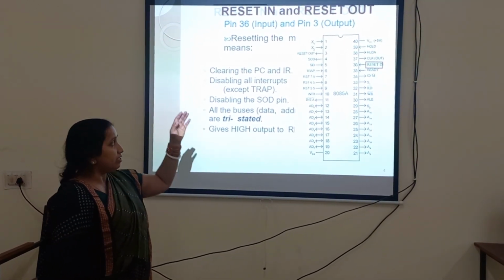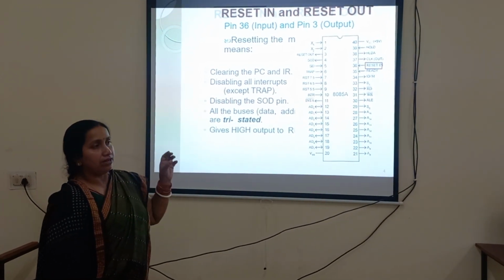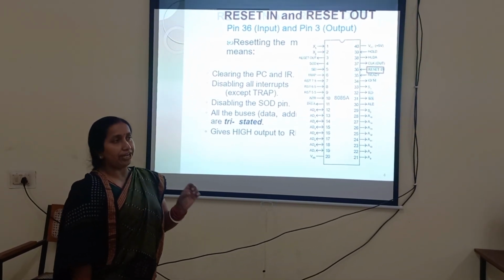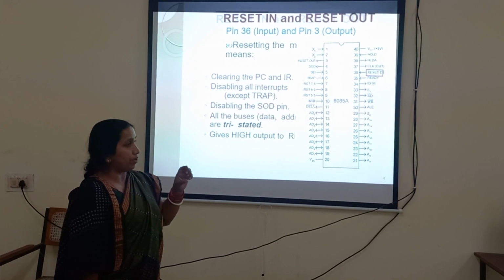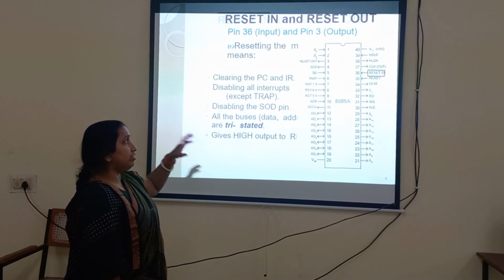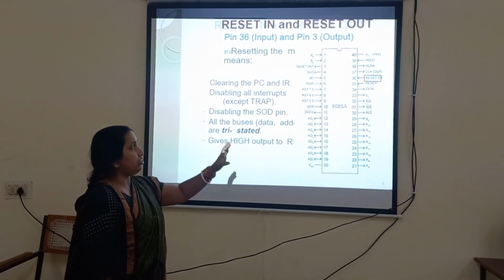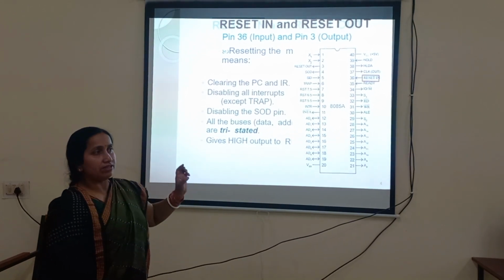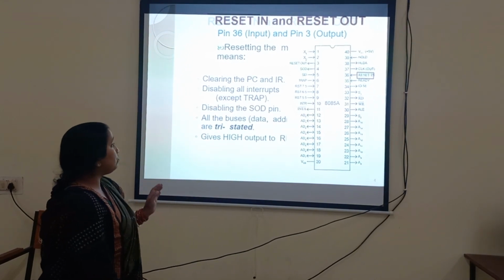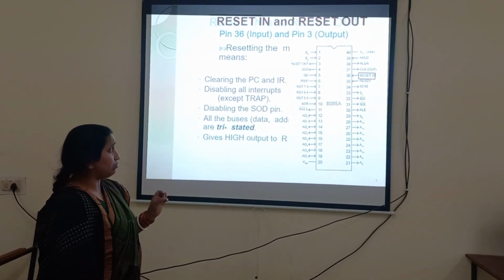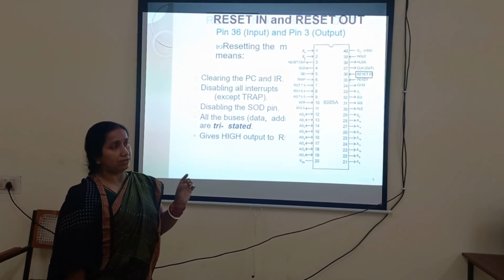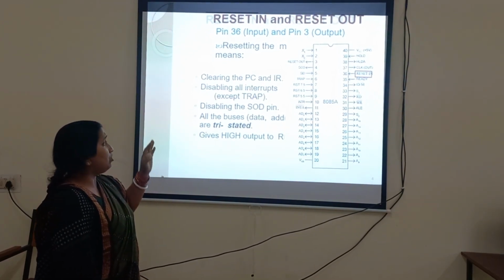SID and SOD: these signals are also used for connection of the 8085 microprocessor with the peripheral device through the 8255 IC, which is the peripheral interfacing device used to connect other devices with the 8085 microprocessor, because we cannot connect the peripheral devices with the 8085 microprocessor directly. That's why we use the 8255 IC. Here TRAP has the highest priority, and it is also non-maskable.